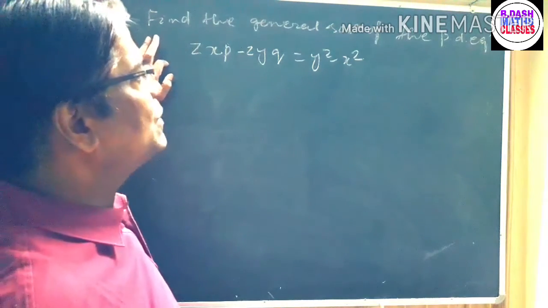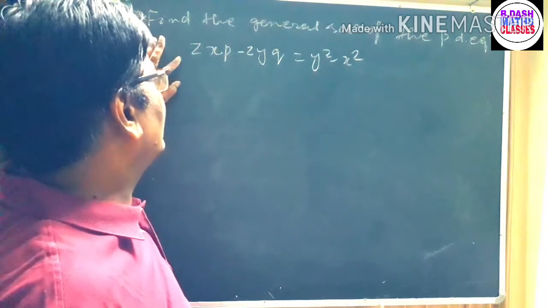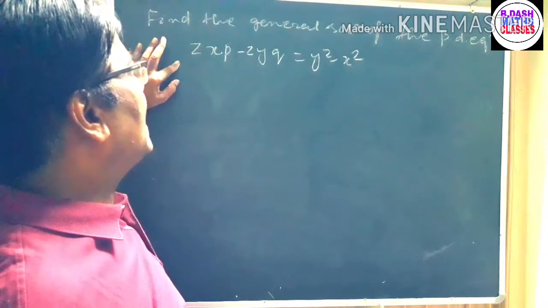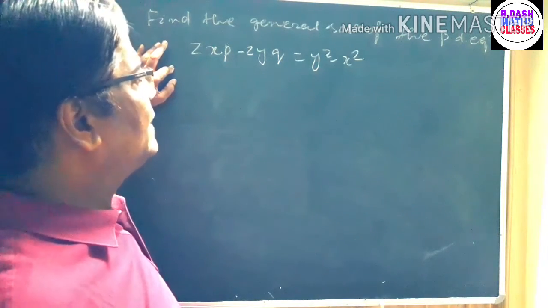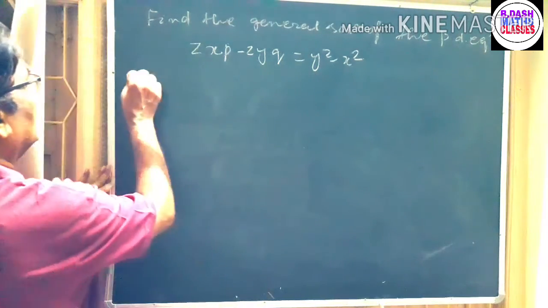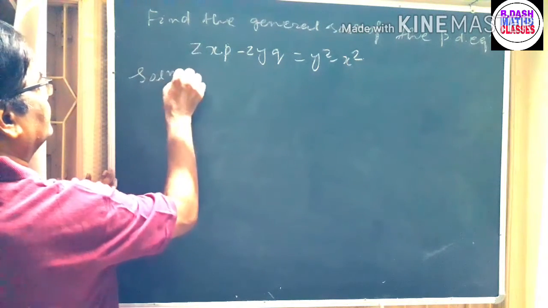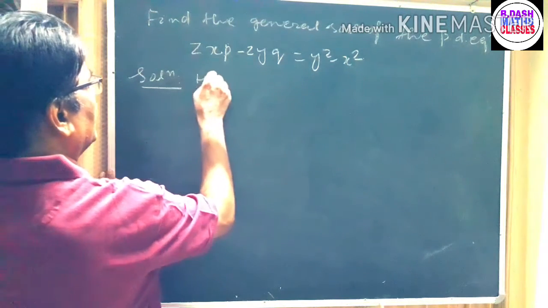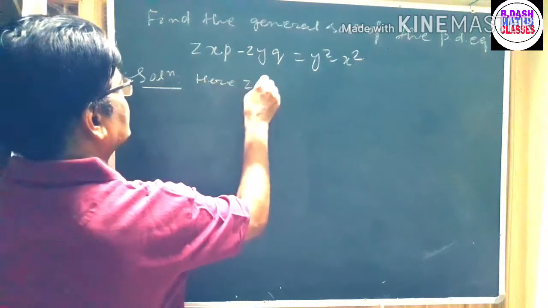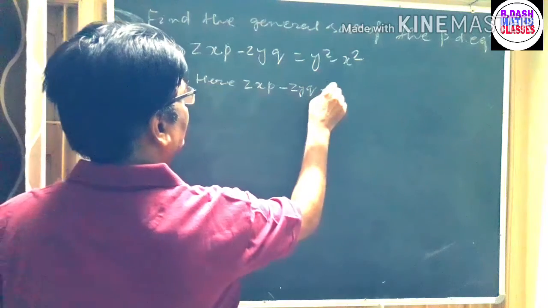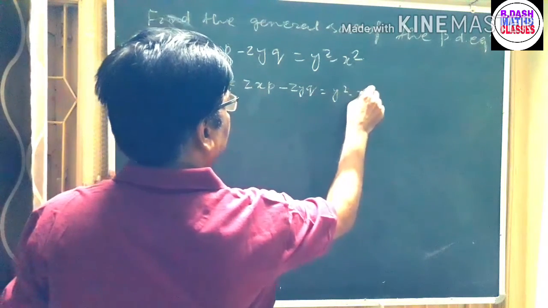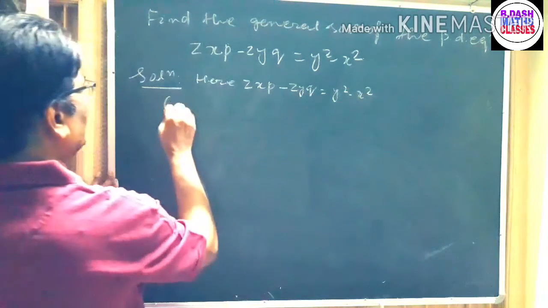Find the general solution of the partial differential equation zxp minus zyq is equal to y square minus x square. Now solution. Here zxp minus zyq is equal to y square minus x square.